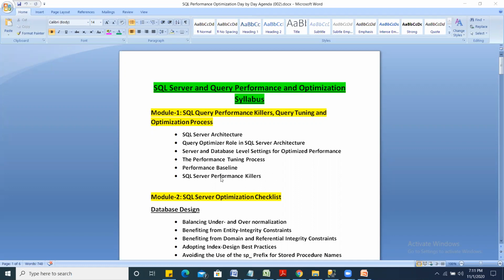We talked about SQL Server performance killers, to deal with the performance of SQL Server. Yesterday we talked about these killers, and out of all of them we discussed only 2 in detail. The first was missing indexes, and the second was stale statistics, or outdated statistics.